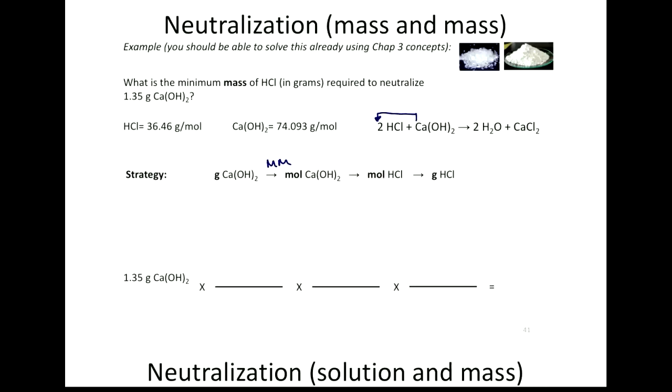The mole ratio or stoichiometry. So in this case, is it a 1:1 ratio? No, it's a 1:2, right? You got to look at the actual number. So I call this stoich. This allows us to change from a mole amount of one substance to a mole amount of another substance.